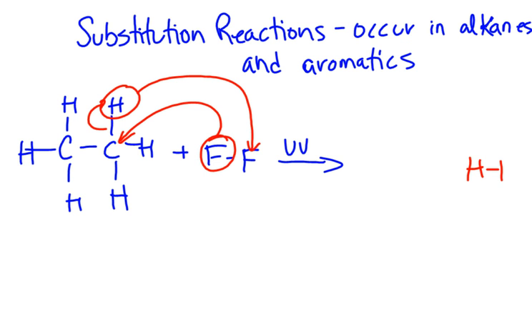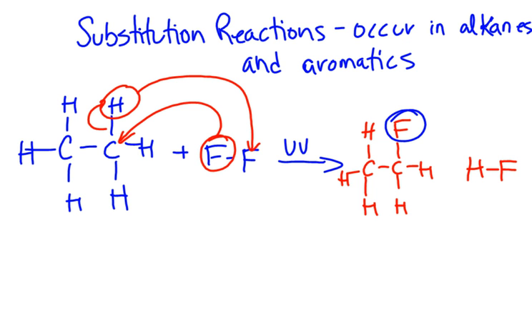So we get hydrogen fluoride being produced, but I'm also going to have my fluoroethane. And fluoroethane is going to be a halogenated alkane, and this is one of the ways that we're able to make CFCs or HCFCs or HFCs, which are used as propellants and refrigerants.